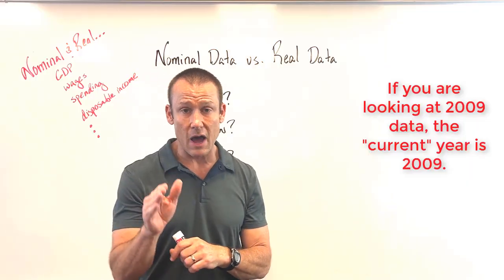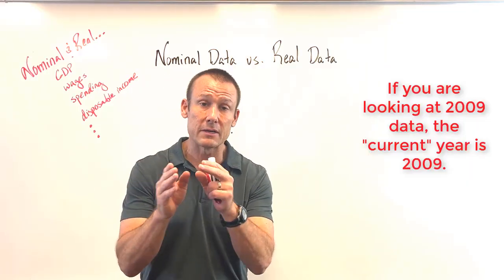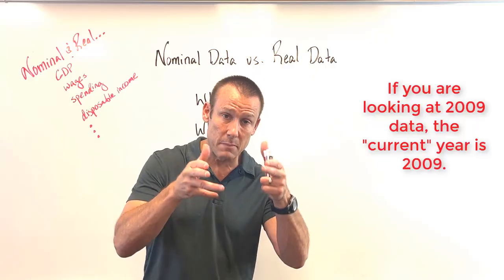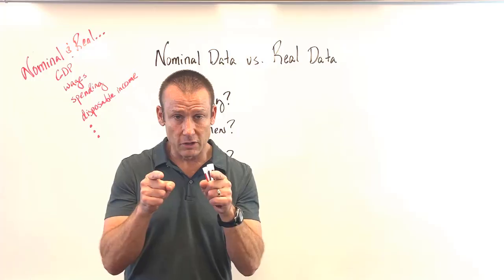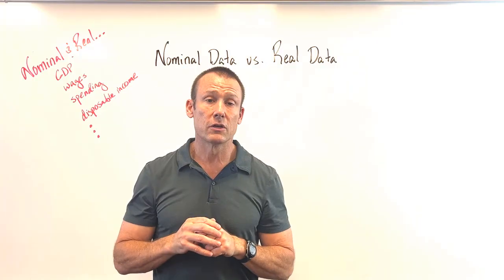That's right. So 2009 nominal GDP would be a situation where I'm measuring that output using 2009 prices, okay? The current year is the year you are currently looking at.